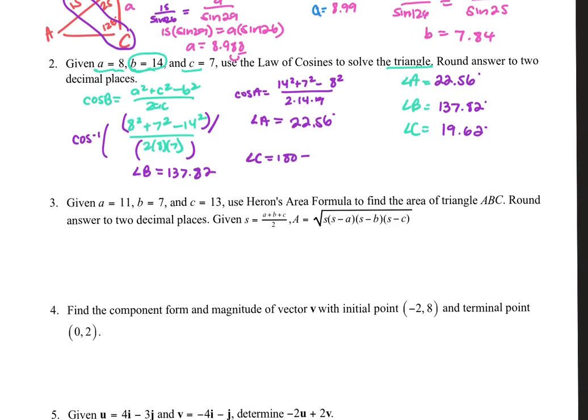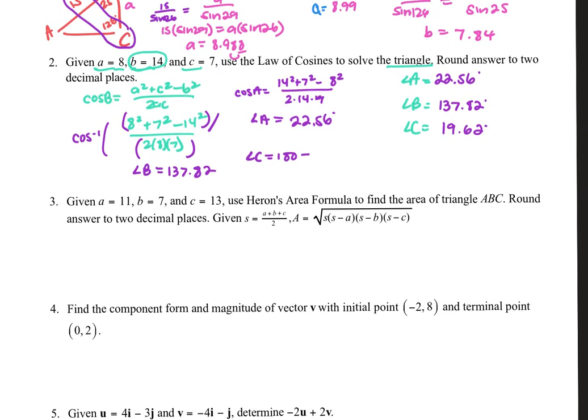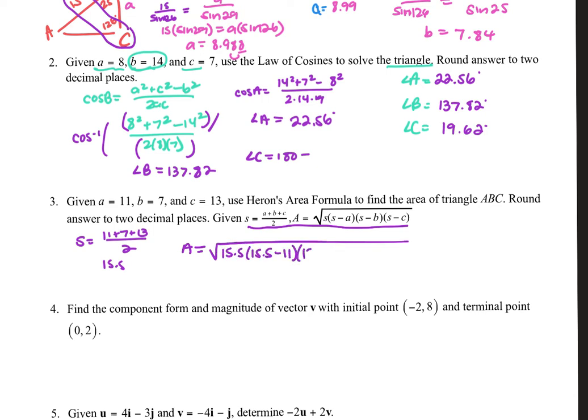Okay, number 3 says, given A is 11, B is 7, and C is 13, use Heron's formula to find the area of the triangle. And I'm going to give you Heron's formula, so it's right there. So the first thing I'm going to find is S. This would be 11 plus 7 plus 13 divided by 2, which is 15.5. And then the area is the square root of 15.5 times 15.5 minus 11 times 15.5 minus 7 times 15.5 minus 13.